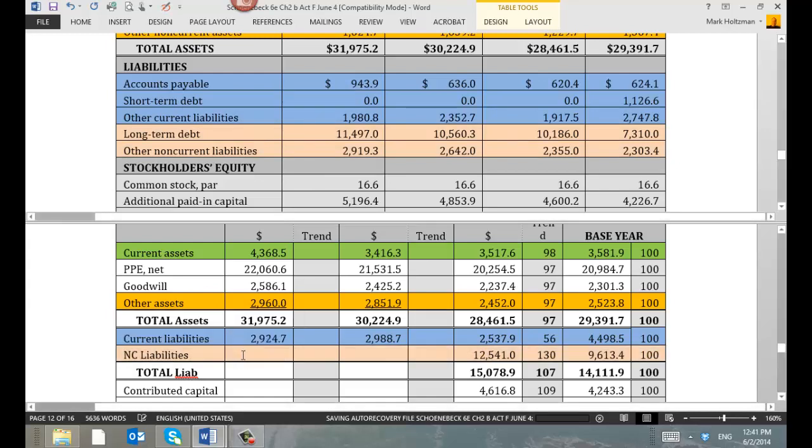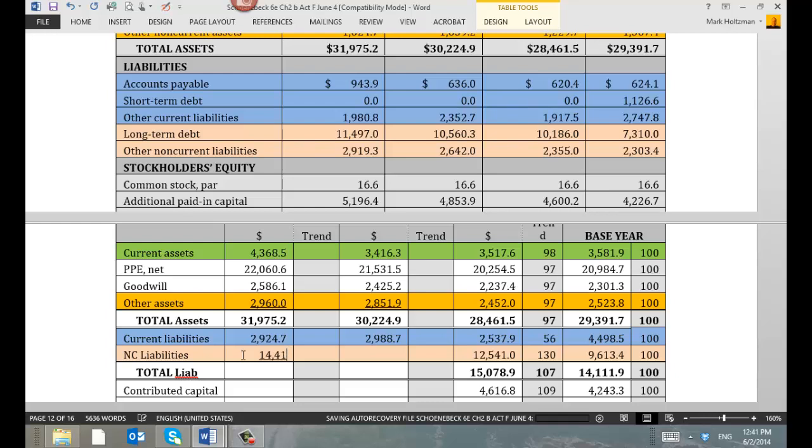That would be 14,416.3 and 13,202.3. So total liabilities comes out to, if you add these up, 17,341 and 16,191. Oops.